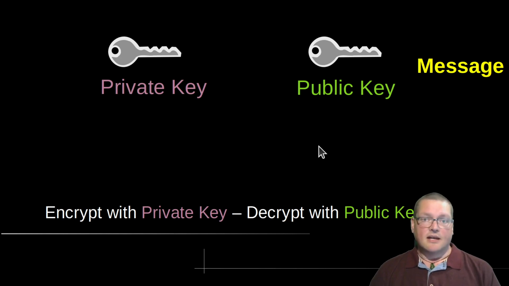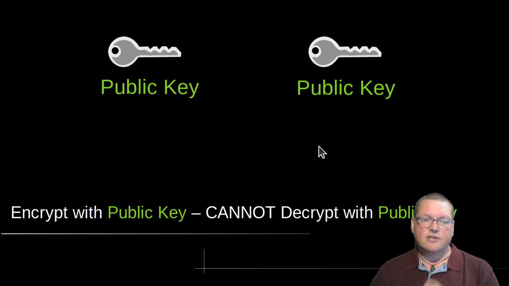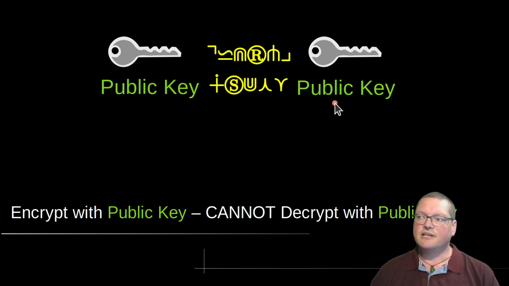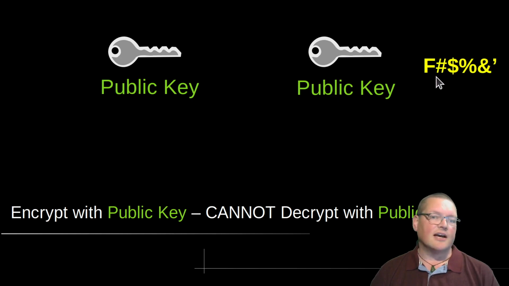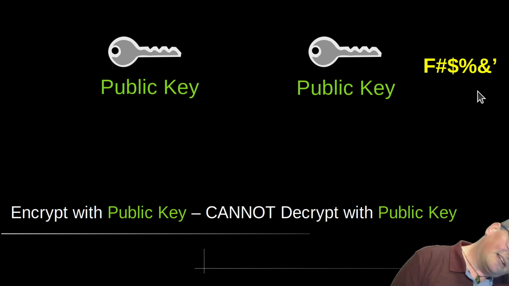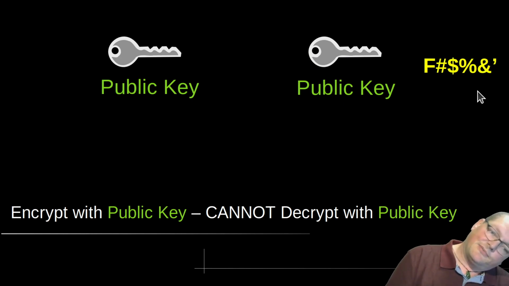Right? Now, what about, can't you decrypt with a public key? No, these are not reversible. If you take a message, encrypt it with the public key, and then try to decrypt that same message with the same public key, you get junk out. You don't get the actual original message out. It's not going to work. So, you cannot decrypt with the public key.